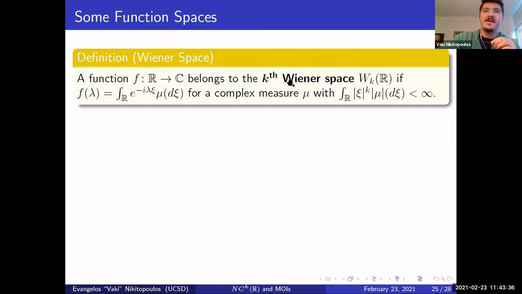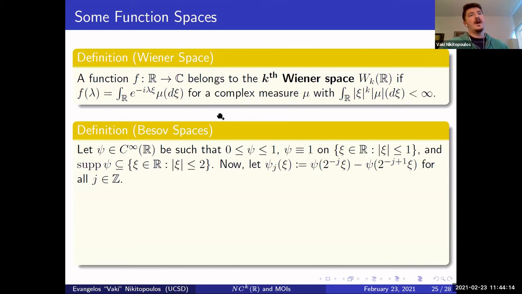So first, I'll define the kth Wiener space. This is the space of functions R to C that are roughly the Fourier transform of a complex measure with kth finite moment. So F is this integral e to the minus i lambda xi integrated with respect to mu. And kth finite moment means the integral of absolute value of xi to the k with respect to the total variation measure, absolute value of mu, is finite. One can show pretty easily that such a function is C^k with bounded 0th through kth derivatives.